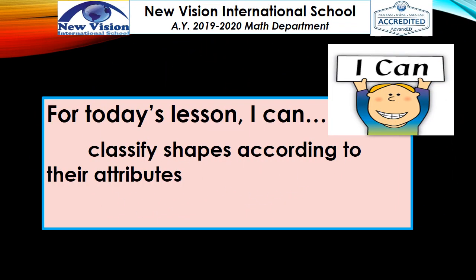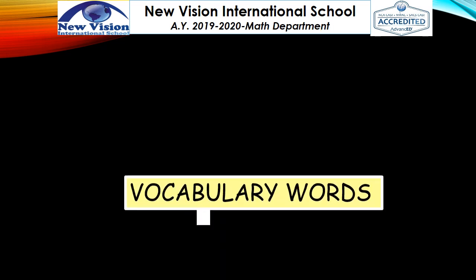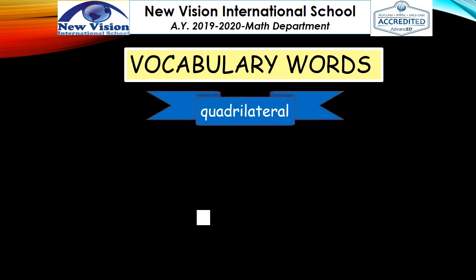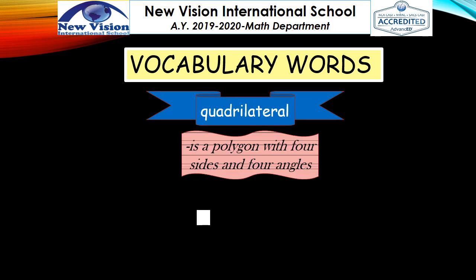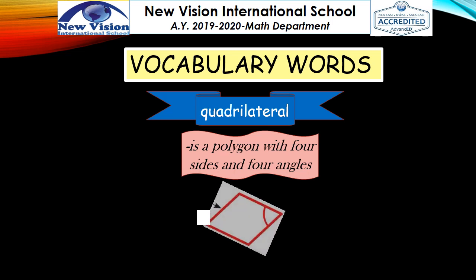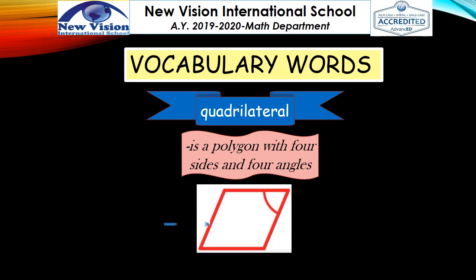Now we still have this: I can classify shapes according to their attributes. Now we have the vocabulary words. Always remember, a quadrilateral is a polygon with 4 sides and 4 angles. For this shape, you can see it has the sides, and the opening is the angle, and the point where the two sides meet is called the vertex.